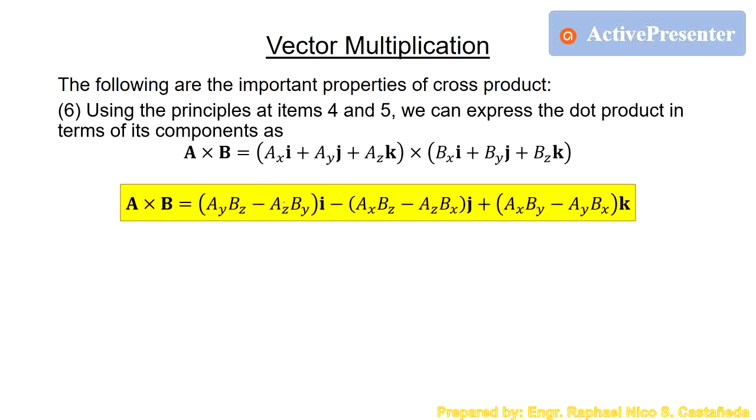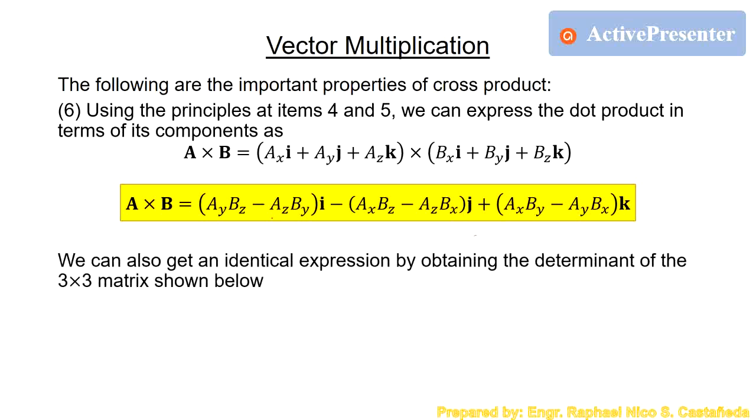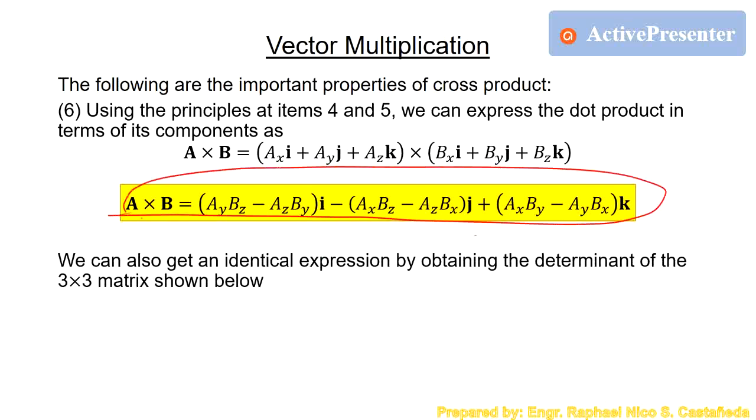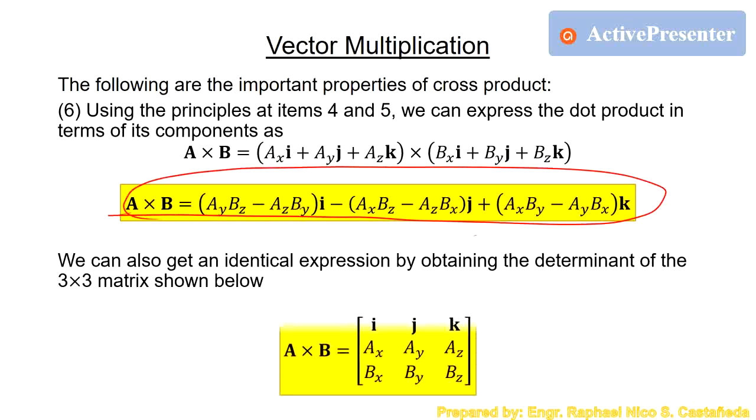This is difficult to memorize, so I don't recommend using this formula because it is very difficult to remember. There is an easier way to remember this formulation. We can get an identical expression using this formula by obtaining the determinant of a 3 by 3 matrix below. If we perform this matrix right here, it is also the same as this one.